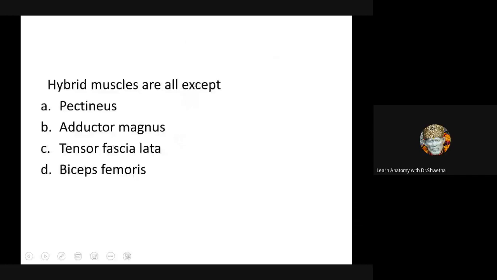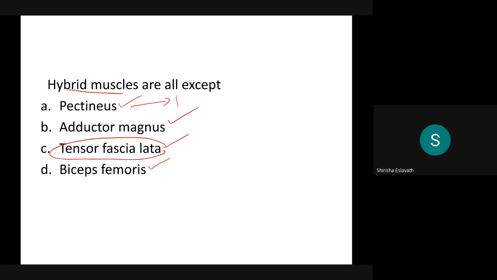Excellent. Now coming to the MCQ. Hybrid muscles are all except: pectineus, adductor magnus, tensor fasciae lata, biceps femoris. Tensor fasciae lata. Very good. Name the 2 nerves supplying pectineus. Femoral and obturator nerve. Very good. Tell me the 2 nerves supplying adductor magnus. Tibial and obturator nerve. Biceps femoris: tibial nerve and common peroneal nerve.